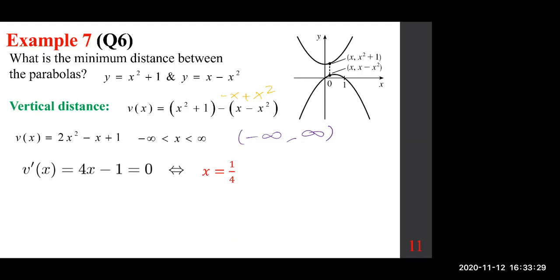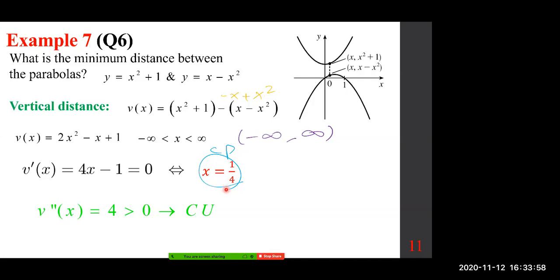Now, what is the fastest way to get to the answer? V double prime, because remember, x equals 1/4 is simply a critical point. We don't know if this is going to maximize or minimize. This is simply a CP, everybody, critical point. And so V double prime is 4, which is positive, makes it concave up, and therefore the minimum occurs when x is 1/4. When that is the case, the minimum occurs at 1/4.